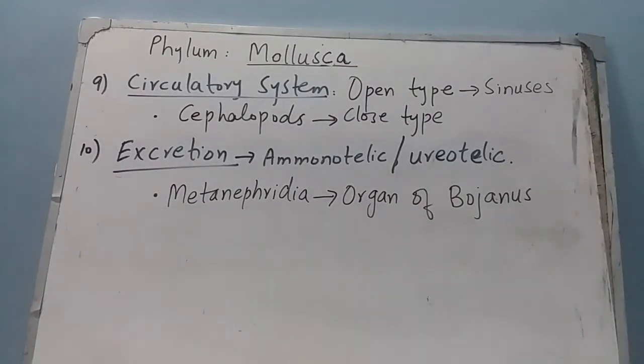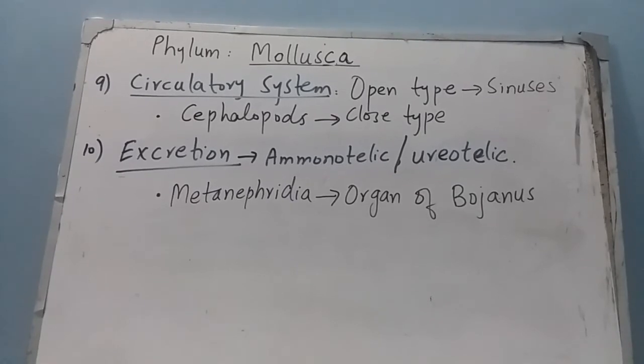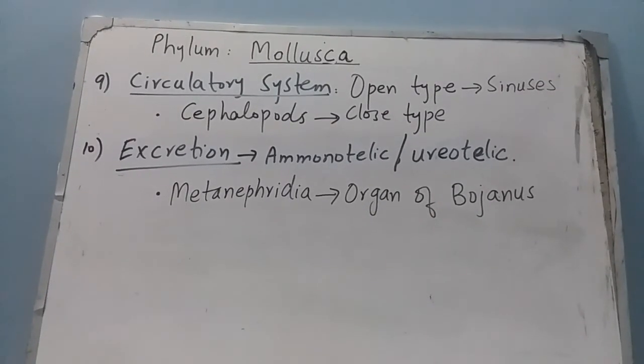Next is about the excretory organ. Mollusks have a specialized excretory organ which is known as metanephridia, also known as organ of Bojanus. So the excretory organ in case of mollusks is the organ of Bojanus, which is a specialized form of kidney, and it is also known as metanephridia.